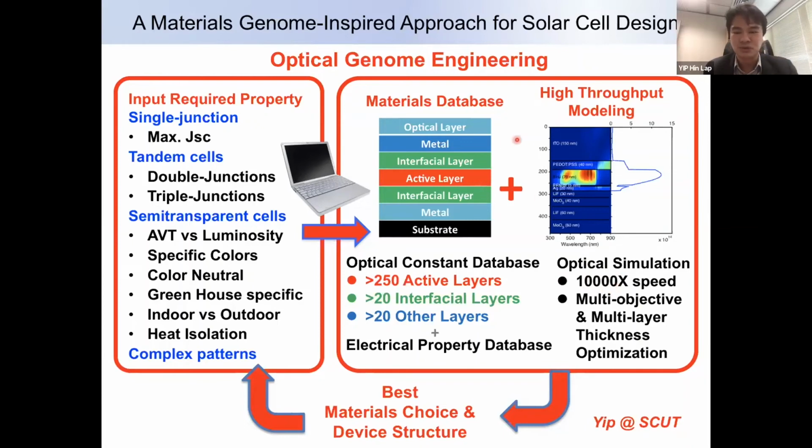With these two, the database and also the high throughput model, we will be able to, based on whatever we input into our computer, for example, in the tandem cell or semi-transparent solar cell, when we want them to have different optical properties, ask our computer to select the right material and then the right device architecture so that we can reduce the time on experiments, but get the best out of this semi-transparent solar cell.